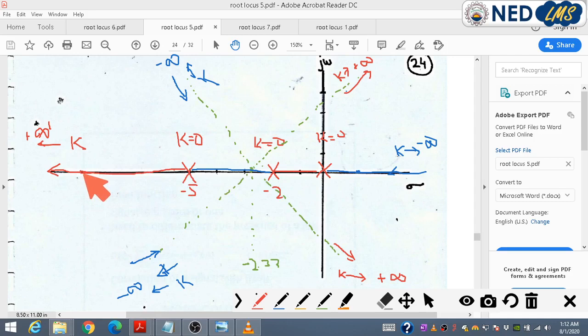Okay, we have to start with CRL first. Minus infinity is the start point of the first branch. It starts from minus infinity and covers this zero.